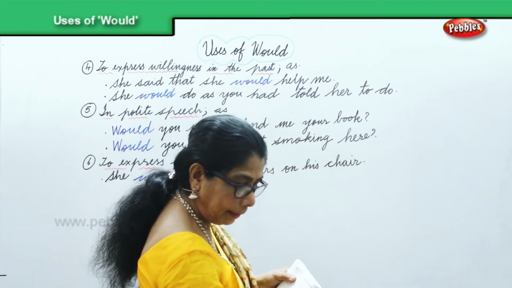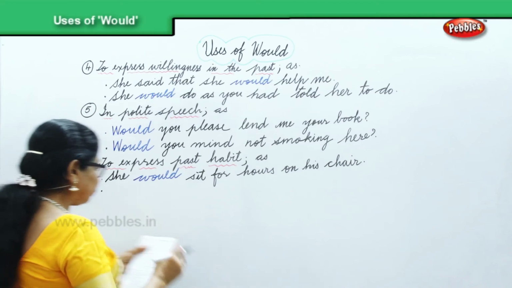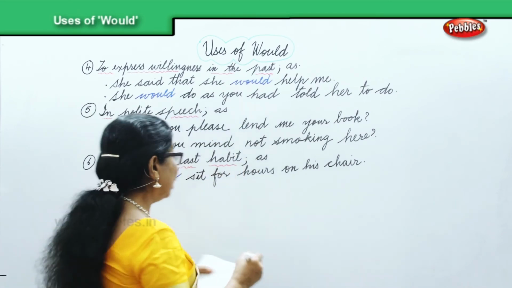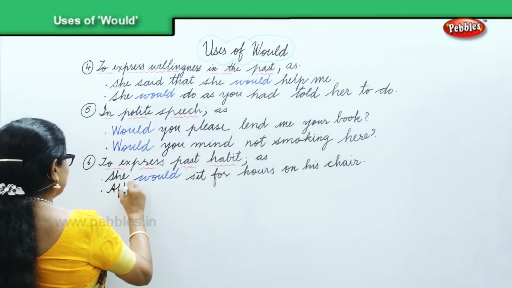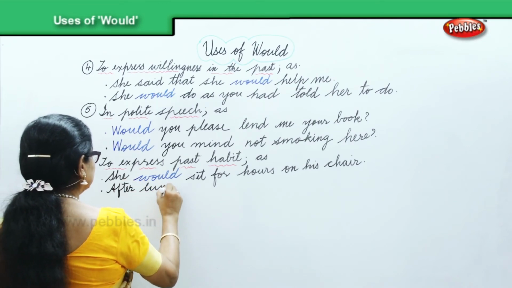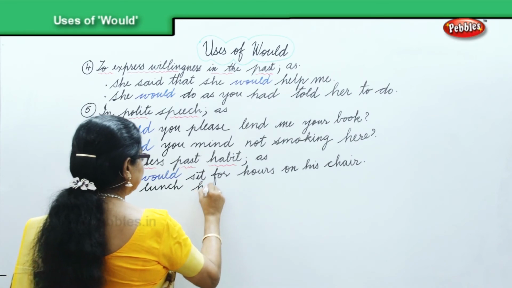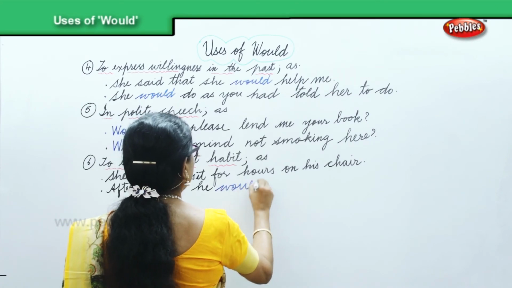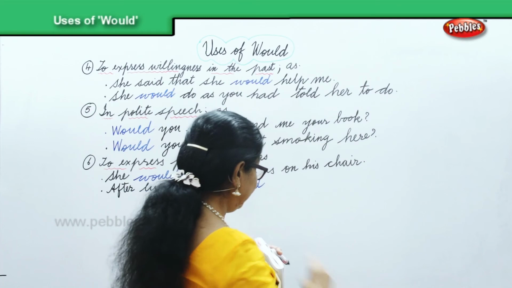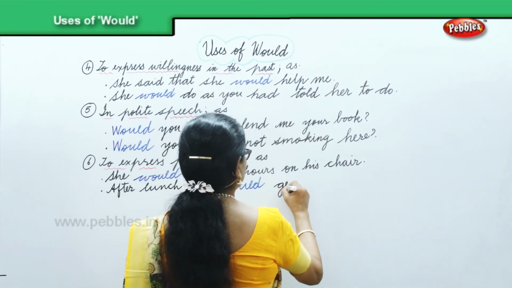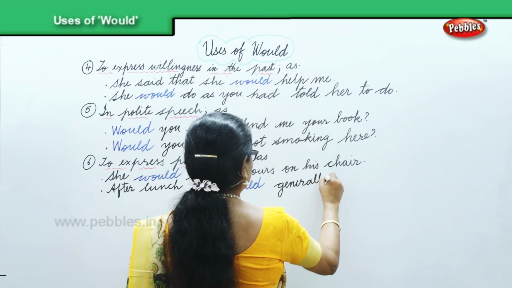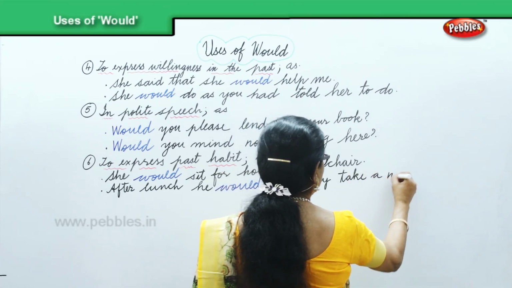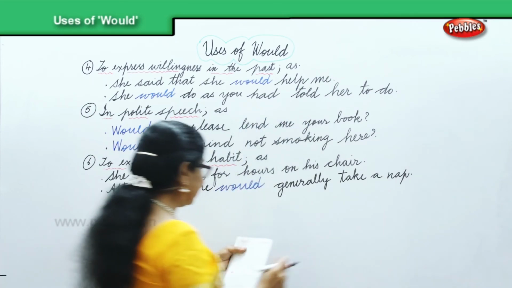All right? And then one more sentence we have. After lunch, he would generally take a nap. Take a nap. That is the sixth category.